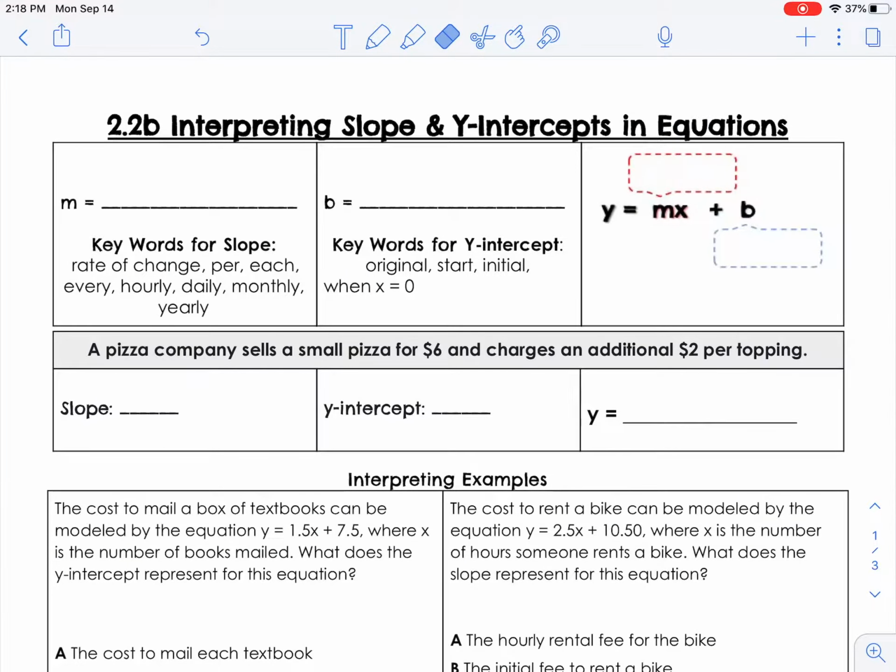All right, guys, today we're going to look at interpreting the slope and the y-intercepts when they're in equations. So just a really quick review. When we have equations written in slope-intercept form, so y equals mx plus b, just a reminder that m is the slope, and those keywords are going to be like the per, each, every, daily, hourly rates, and then the b is going to be the y-intercept.